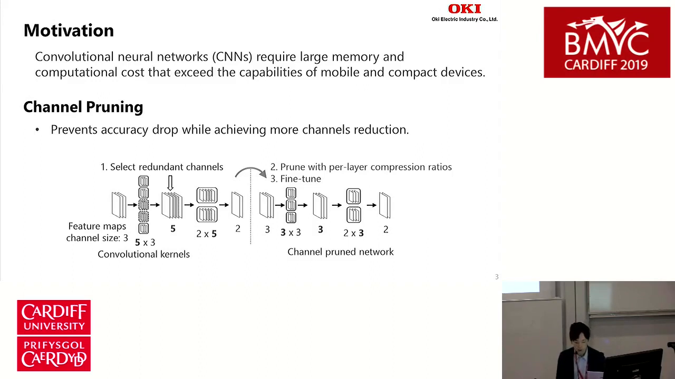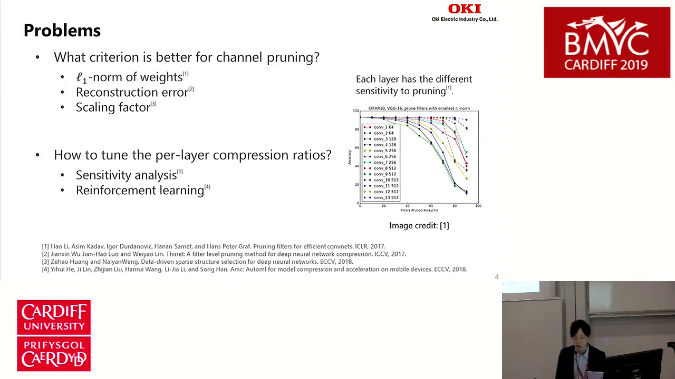For example, in a typical channel pruning strategy like this, first it ranks the channels in order of importance with some criterion, and next it prunes the redundant channels with the per-layer compression ratio given by the user, and finally it fine-tunes the pruned network. There are 2 points to consider for channel pruning. The first point is what criterion is better for pruning. In previous research, many criteria have been proposed, such as L1 norm of weights, the reconstruction error, or trainable scaling factor-based approaches, and so on.